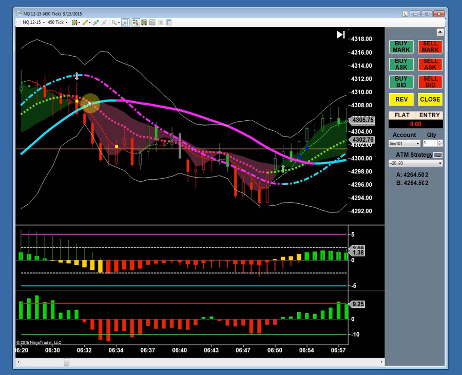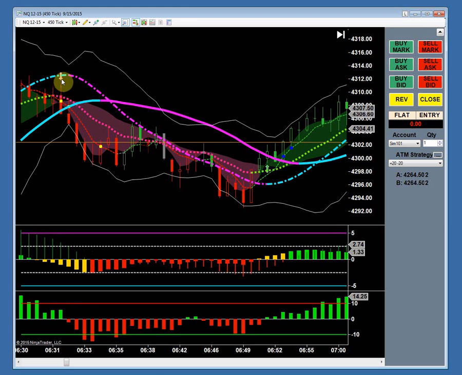The next component, okay, so we follow the Cobra, and then we follow what are called, these two combined are called the dynamic trend bands. You have the faster line, which is dashed and dotted, and you have the slower one, which is the thicker solid line. So what we watch for, these are the components.